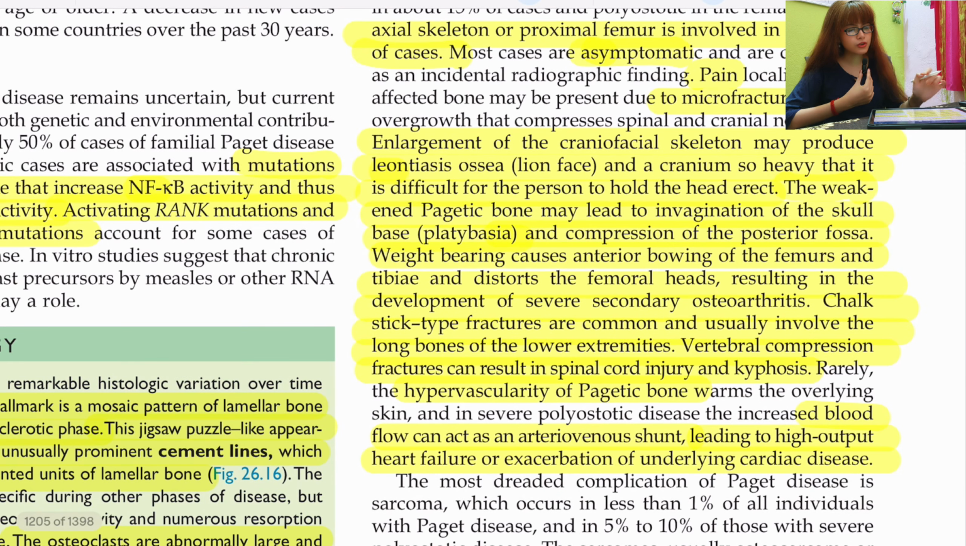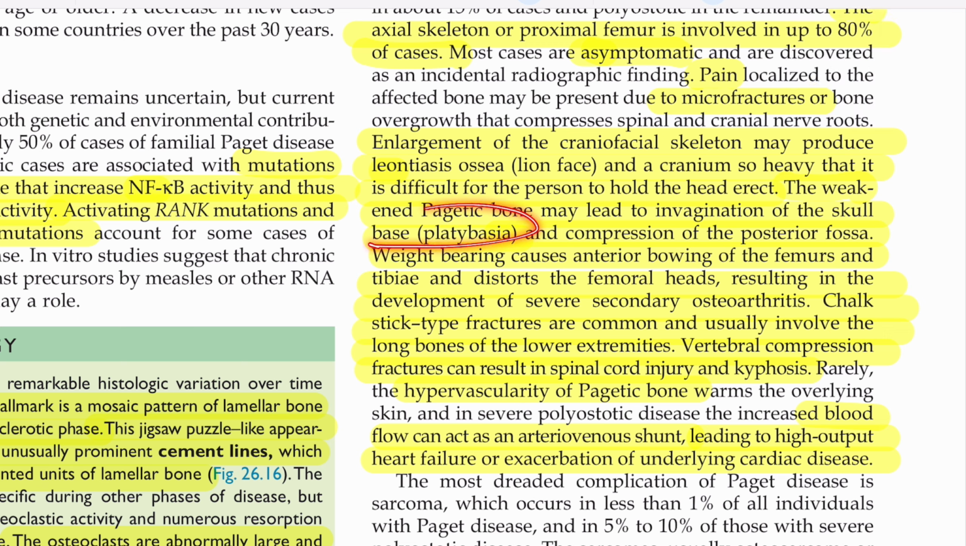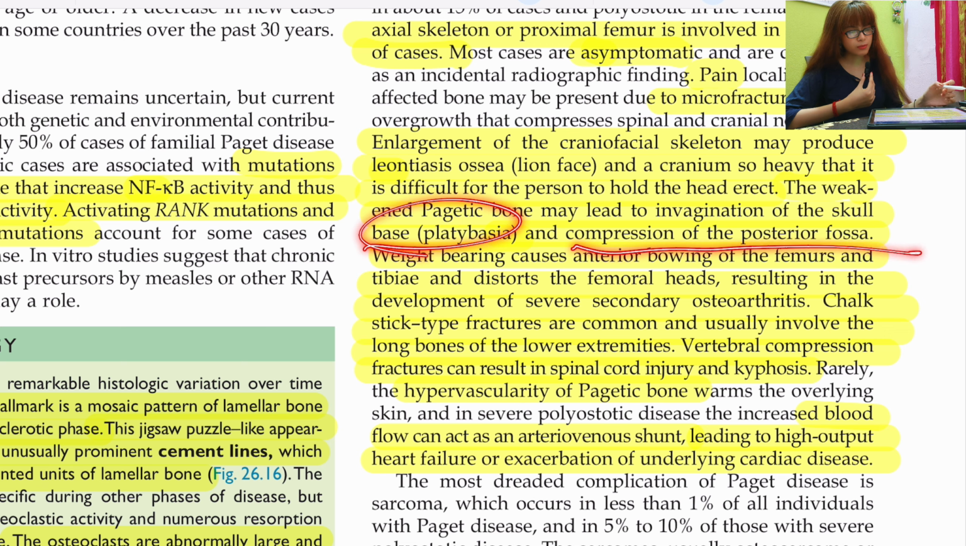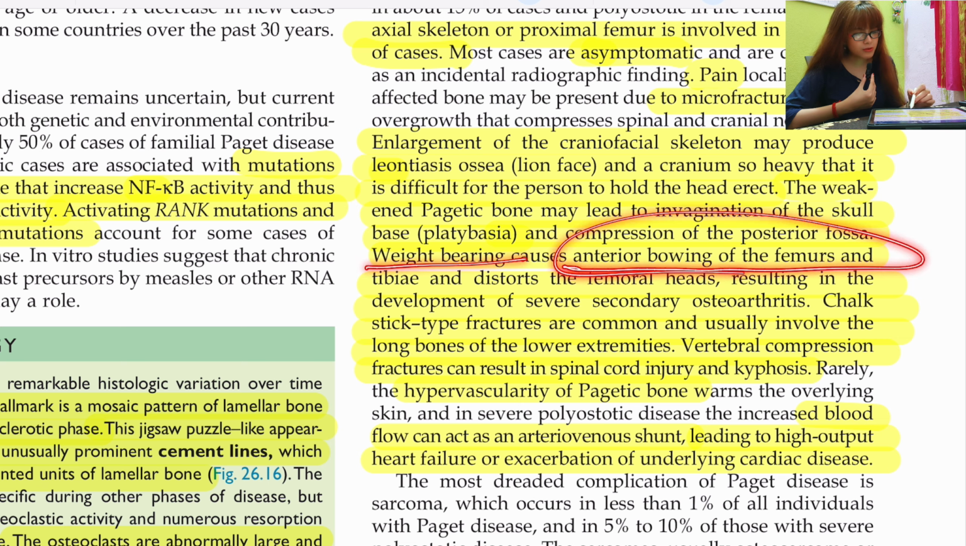Now the clinical features are also important. There's enlargement of the craniofacial skeleton, which produces a lion face, and the cranium is so heavy that it is difficult for the person to hold the head erect. So sad, no? The weakened pagetic bone may lead to invagination of the skull base, platybasia, and compression of the posterior fossa. Weight bearing causes anterior bowing of the femur and tibia and distorts the femoral head, resulting in severe secondary osteoarthritis. So all these are important points.